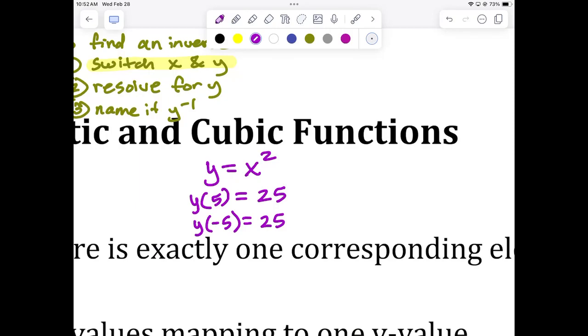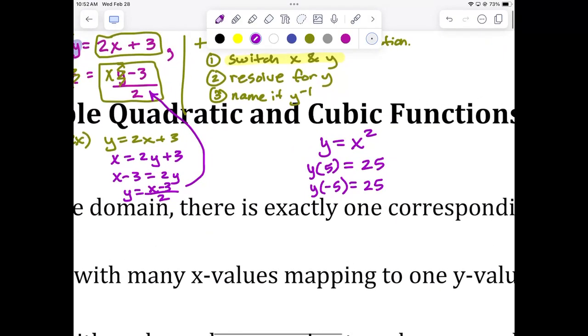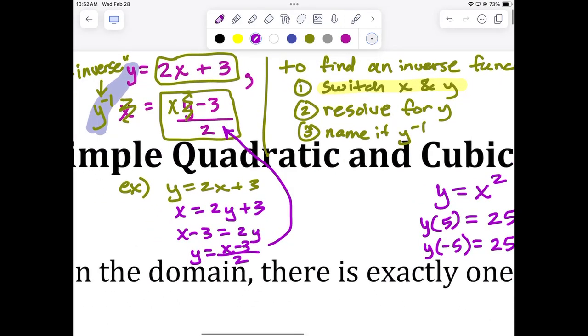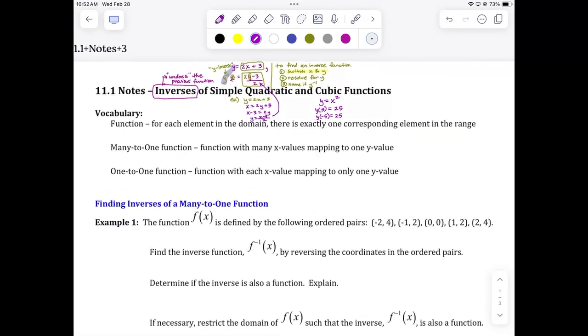So not all functions have an inverse that codes uniquely, which means the inverse is not a function. The inverse itself is not a function. Now with lines, it works perfectly. But when you have quadratic functions, you got to be careful because there's more than one way to decode the message. All right, let's look at these definitions here now to start this section.